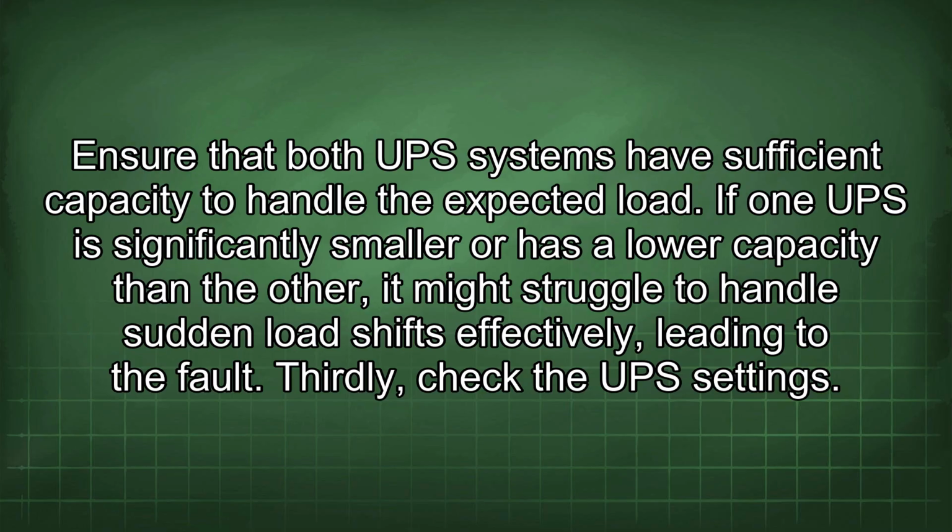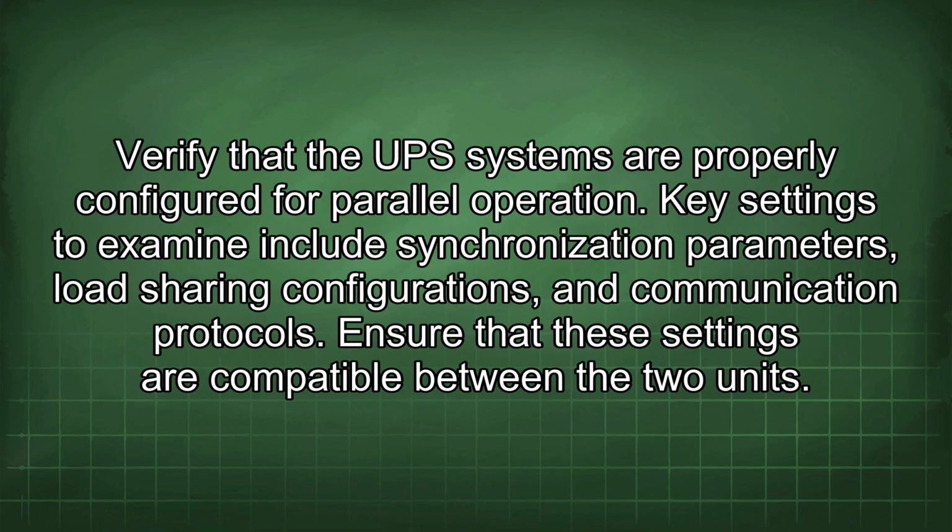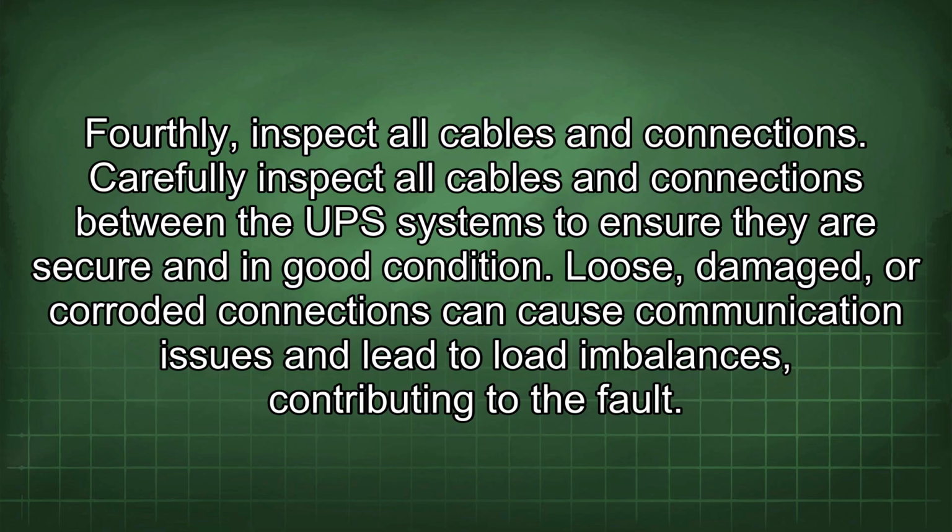Thirdly, check the UPS settings. Verify that the UPS systems are properly configured for parallel operation. Key settings to examine include synchronization parameters, load sharing configurations, and communication protocols. Ensure that these settings are compatible between the two units. Fourthly, inspect all cables and connections. Carefully inspect all cables and connections between the UPS systems to ensure they are secure and in good condition. Loose, damaged, or corroded connections can cause communication issues and lead to load imbalances, contributing to the fault.